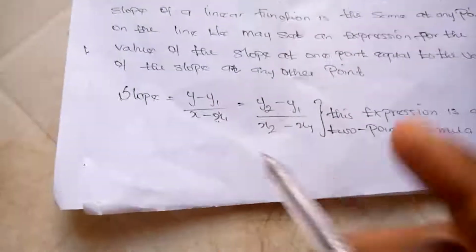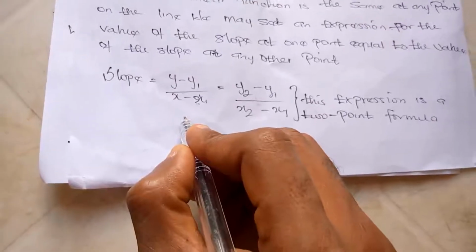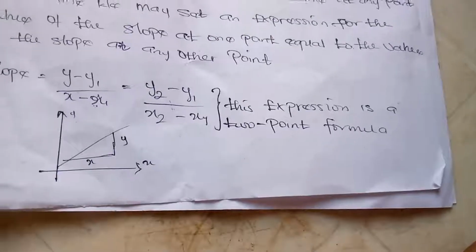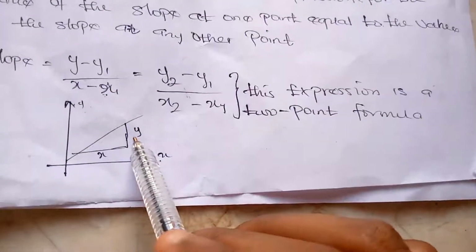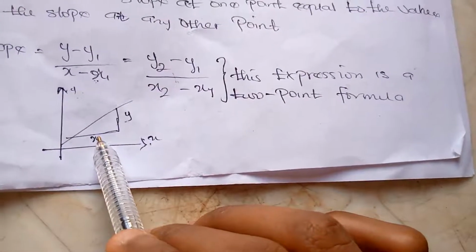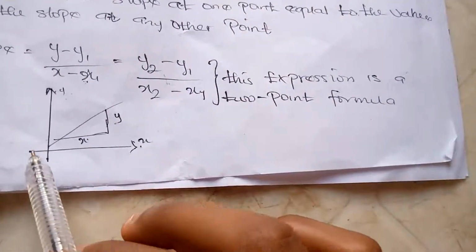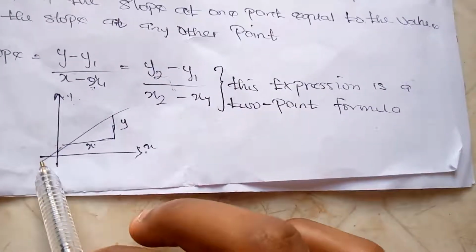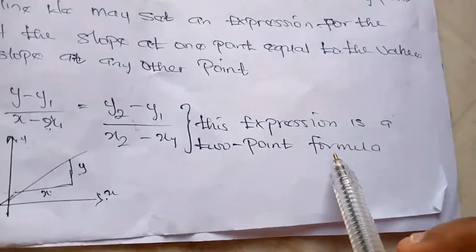In a graph, let me draw the graph. So this is the graph. This is our y-axis. This is our x-axis. This is our y1, y2. This is our x1, x2. This is the slope in the graph. And this is an intercept. When the line comes out from here, this is the intercept of the graph. Okay, this expression is the 2-point formula.